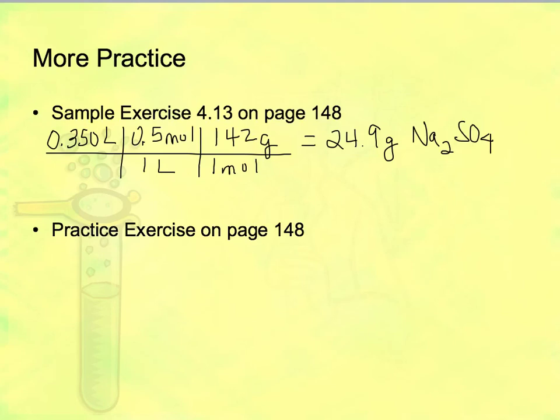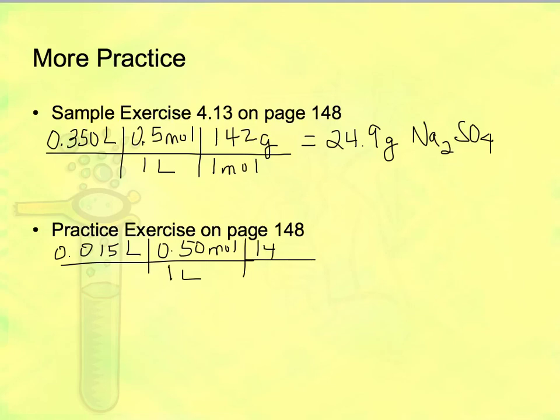So the first one would be 0.015 liters times 0.5 molar times the molar mass is going to give us 1.1 grams of sodium sulfate. Notice here I only have 2 sig figs because of the 15 milliliters.